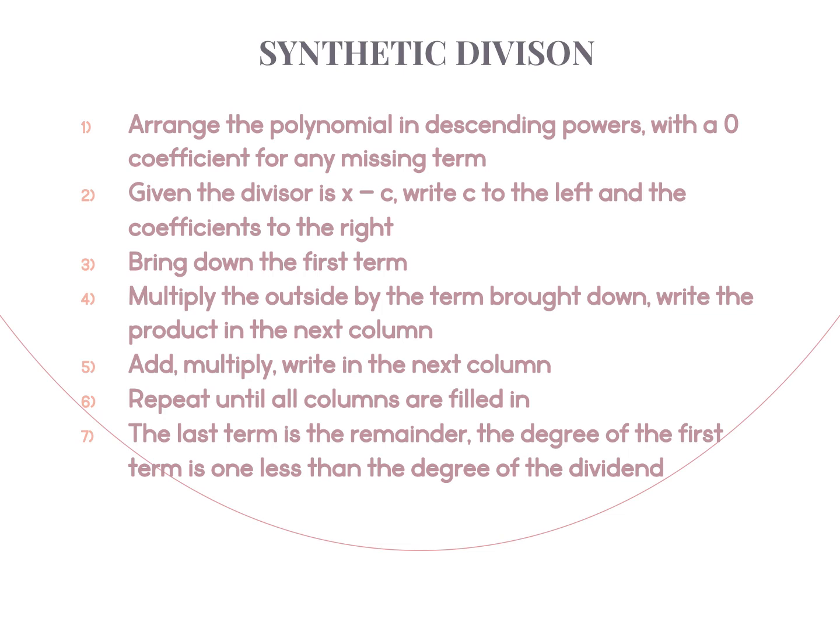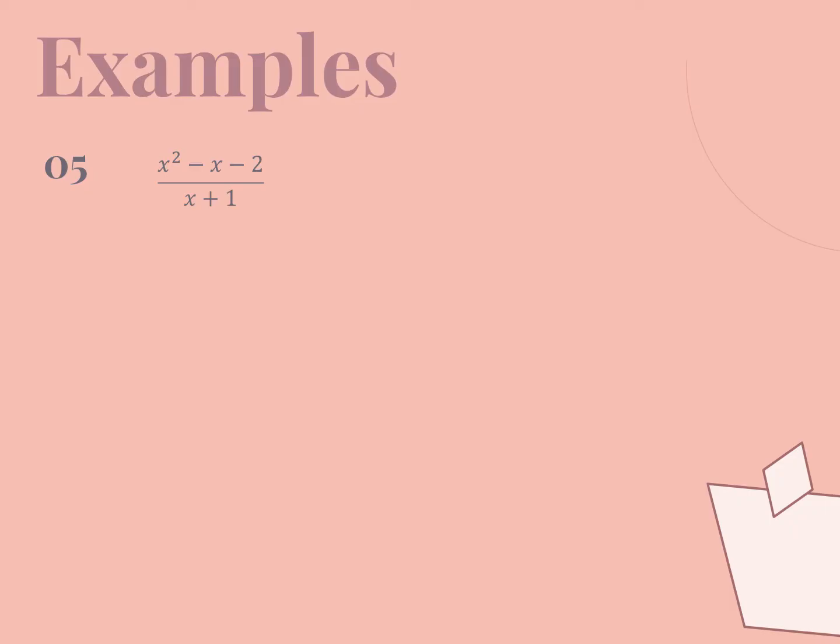The last term is the remainder, and the degree of the first term is going to be 1 less than the degree in the dividend. Now, in order to use synthetic division, your divisor has to be a binomial. If your divisor is not a binomial, then you have to use long division. So the next examples I'm going to do are the same 4 examples I just did, but now I'm going to do the same problem using synthetic.